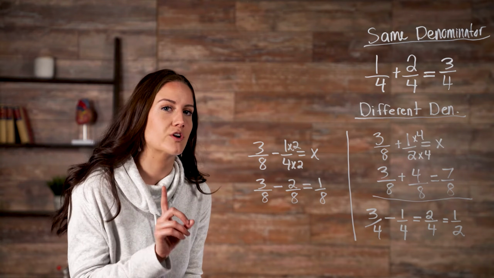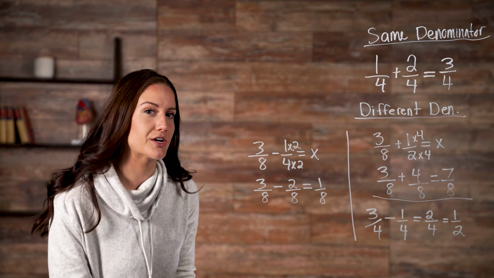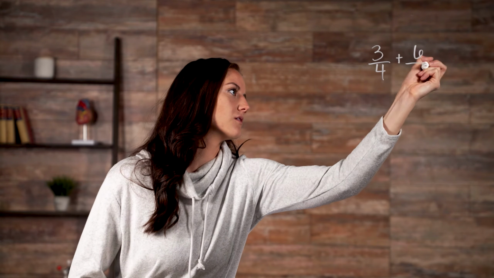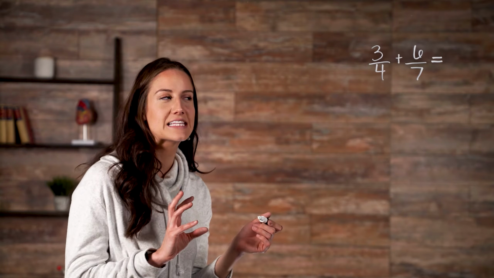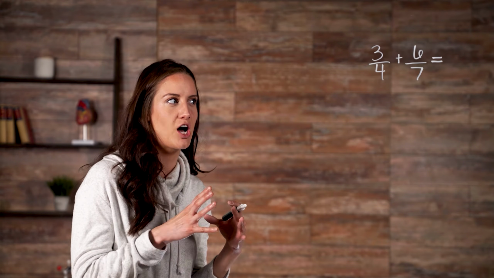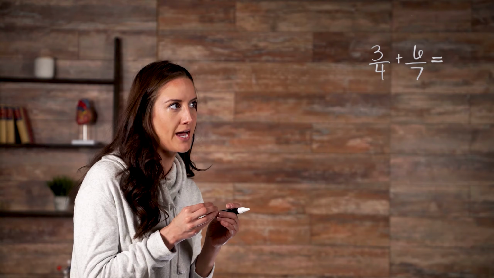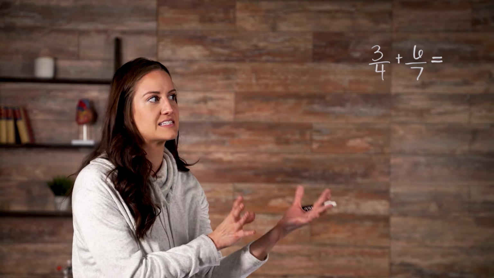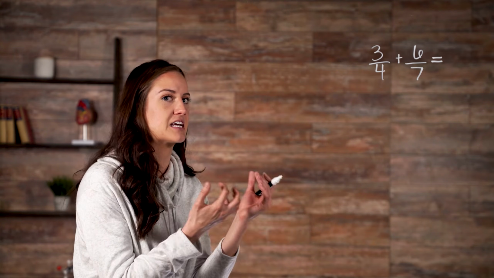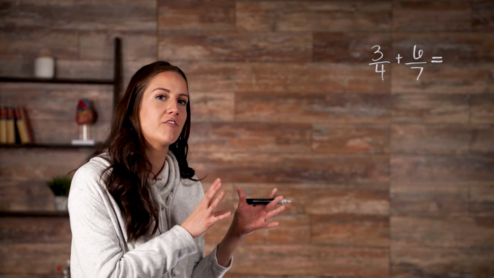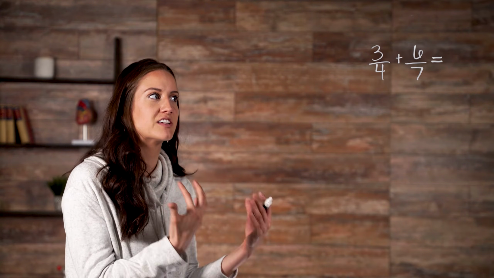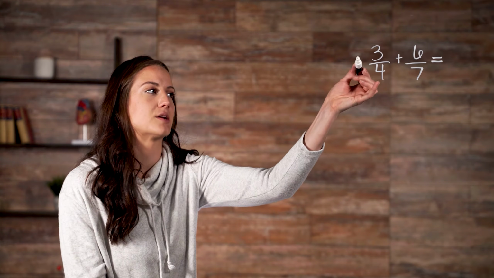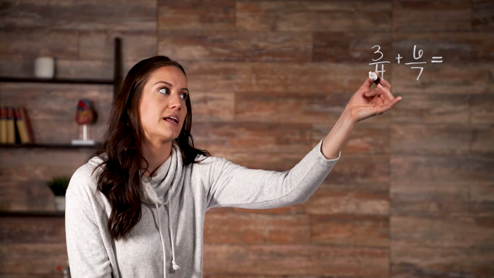But let's look at one more equation that's a little trickier. At first glance, it doesn't look like these numbers have much in common such that we would be able to multiply or divide 4 by anything to get 7, or 7 by anything to get 4. So a lot of the time when you have problems like this, what you end up having to do is multiply this fraction by the denominator of the other fraction. And likewise, we would multiply this fraction by the denominator of this fraction. So here's what that looks like.